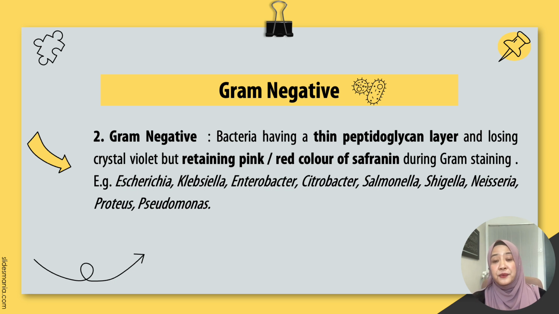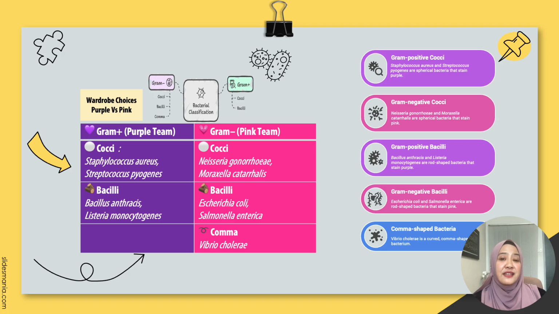In contrast, gram-negative organisms have a much thinner peptidoglycan layer, and for this reason, it cannot retain the purple color of the crystal violet, and instead, it retains the pinkish red color of safranin. Examples of gram-negative organisms include E. coli, Klebsiella, Enterobacter, Citrobacter, Salmonella, Shigella, Serratia, Proteus, and Pseudomonas. For this reason, gram stain is a fantastic way to classify bacteria based on the color of their stain retention when seen under the microscope.